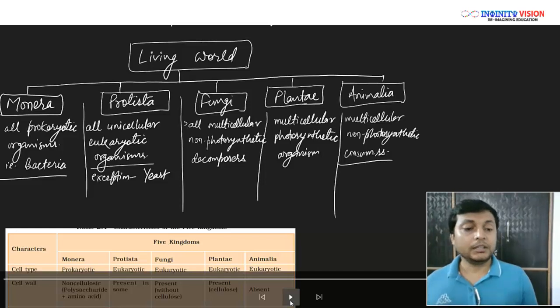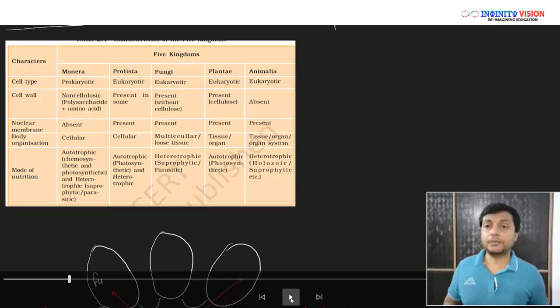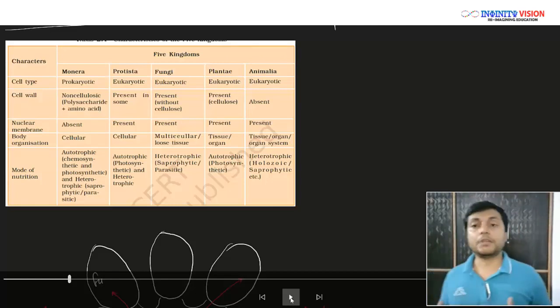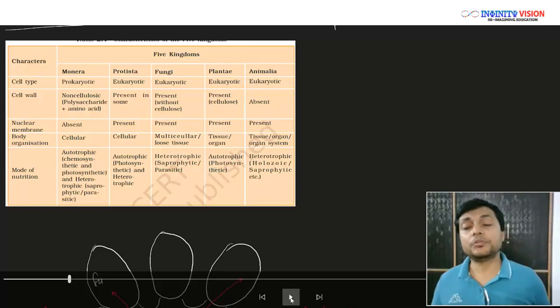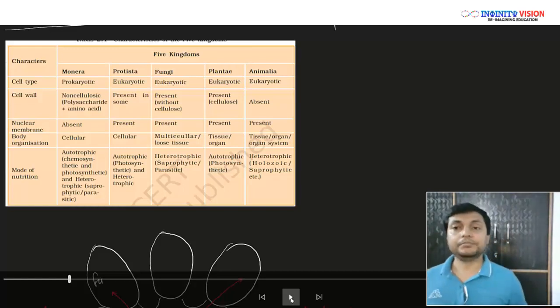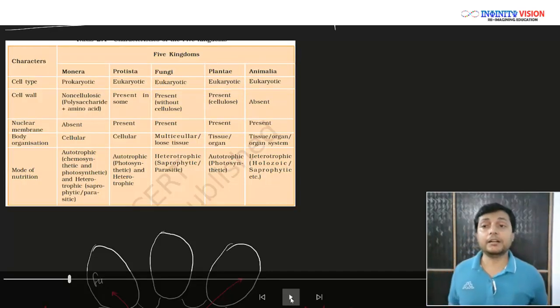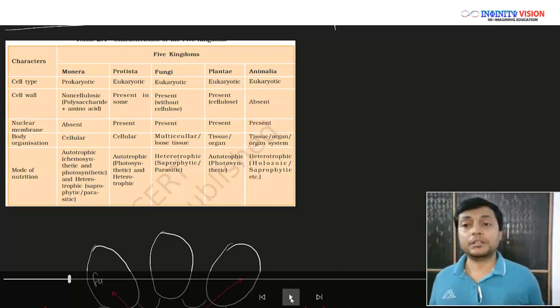Okay, great. If you see NCERT, you will find this table. This table shows all the different 5 characters on the basis of which R.H. Whittaker did this classification or gave the 5 kingdom classification, right? Cell type, you can see in Monera the cell type is prokaryotic, and in rest any other, that is Protista, fungi, plantae or Animalia, the cell type is eukaryotic. So only Monera is a prokaryotic kingdom, rest all are eukaryotes.